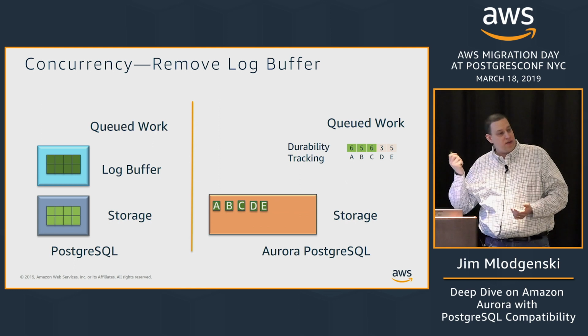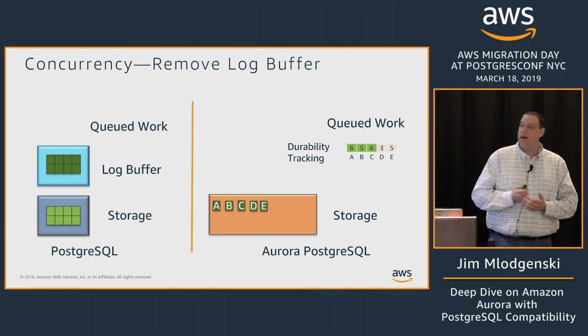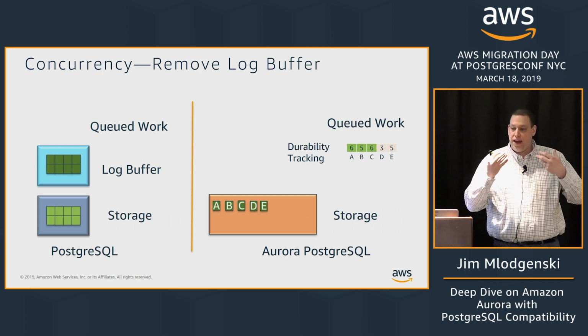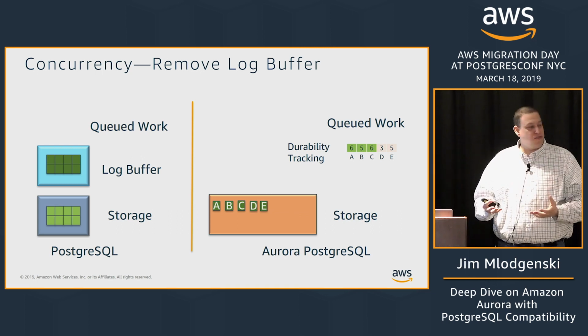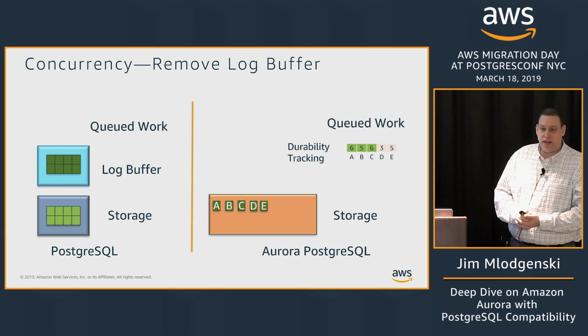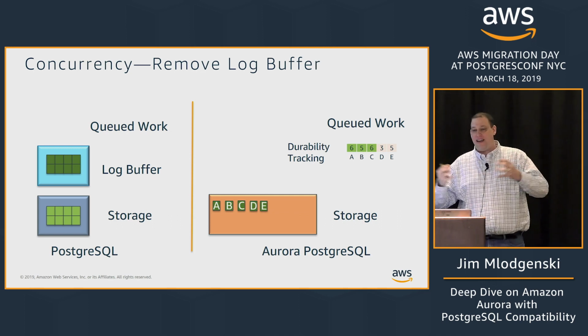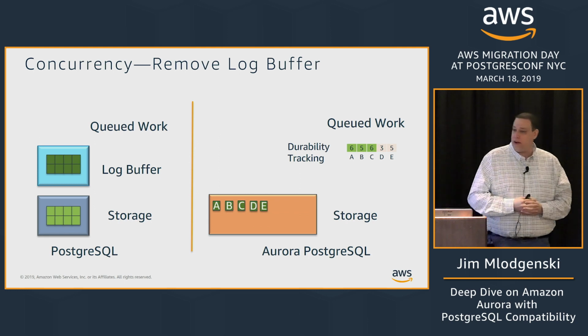And E is also at 5, but we also have to wait there because D isn't quite at the 4 of 6 yet. So this way, each transaction, as it's ready to flush out to the storage, just goes ahead and does that. There's no waiting for the log buffers, waiting for everybody to fsync on that same transaction log volume.